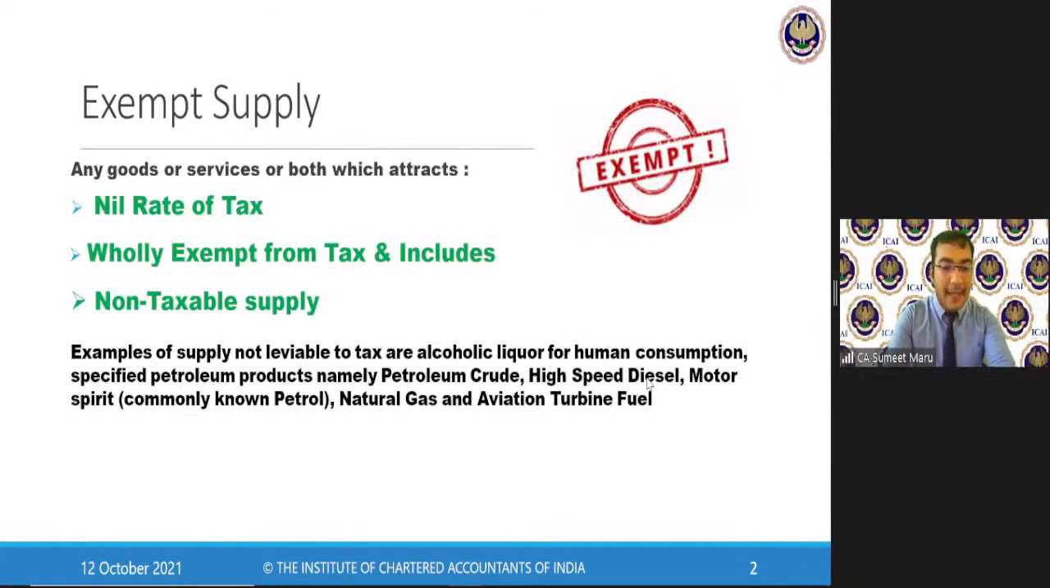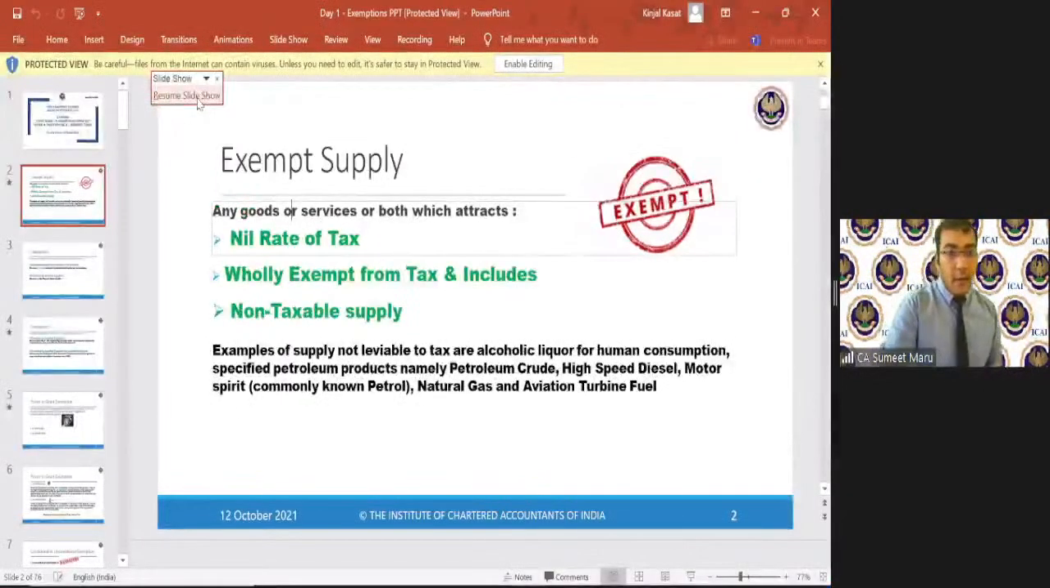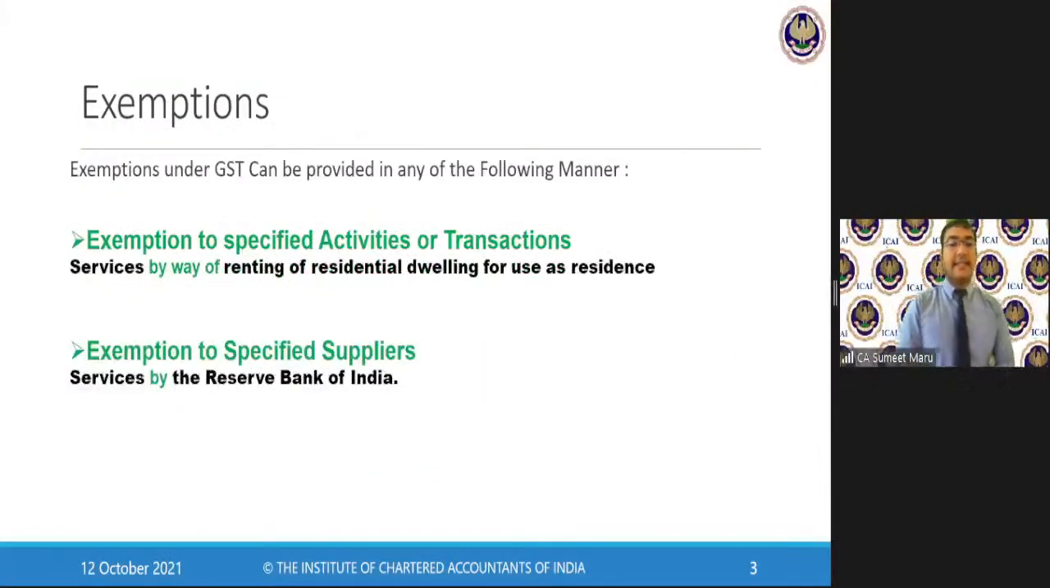Okay. So let's come back to the PPT now. Next. Now, sir, we got to know what exemptions are. It is clear to us. Now, when and in which manner are the exemptions provided? Let's go into some detail on that.